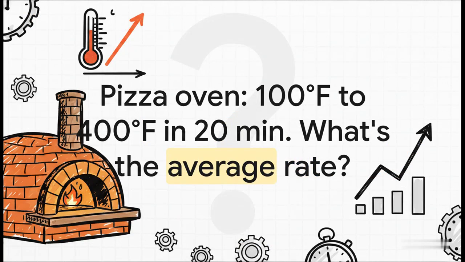All right, let's finish up with one last challenge just to lock this skill in. A pizza oven goes from 100 degrees to 400 degrees in 20 minutes. What's its average heating rate? When you can answer that, you're not just solving a math problem. You're using the fundamental language that describes how literally everything in our world changes.